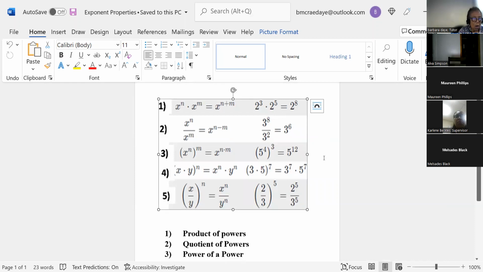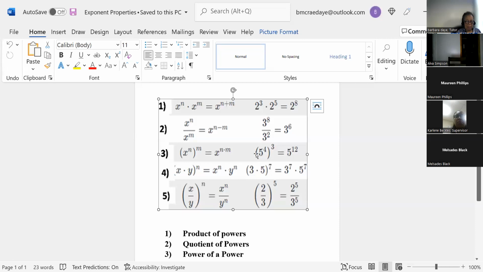The third is called a power of a power. That means you have a power of an exponent raised to a power outside of it. So x to the n raised to the m power is x to the n times m. So if you had 5 to the 4th raised to the 3rd power, you multiply 3 by 4 and you get 12. So that would be 5 to the 12th. Any questions on power of a power? No, miss. Thank you.